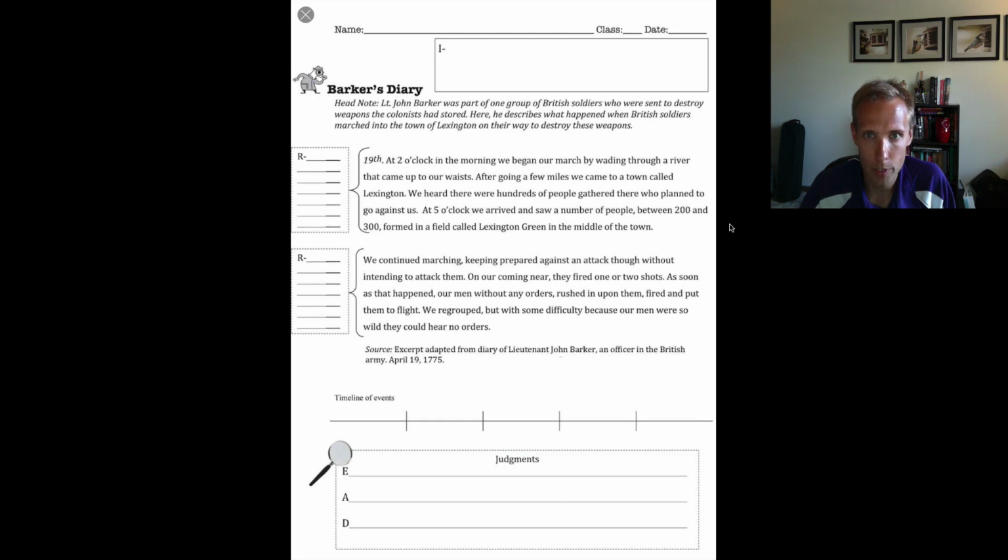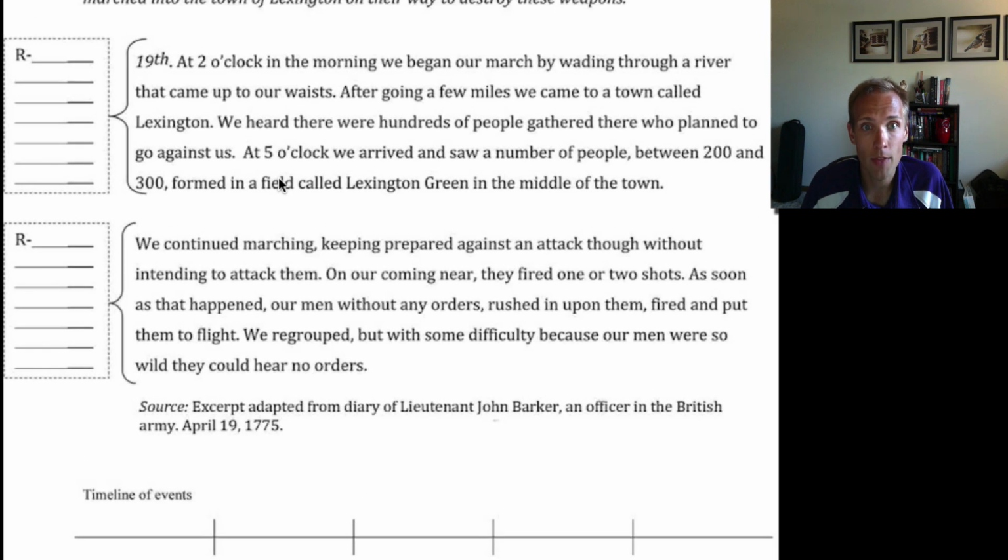we're going to read each one and summarize here in these boxes the basic information that they provide. So the first one, the 19th, he's relaying that's the date. At 2 o'clock in the morning, we began our march by wading through a river that came up to our waists. After going a few miles, we came to a town called Lexington. We heard there were hundreds of people gathered there who planned to go against us. At 5 o'clock, we arrived and saw a number of people, between 200 and 300, formed in a field called Lexington Green in the middle of the town.